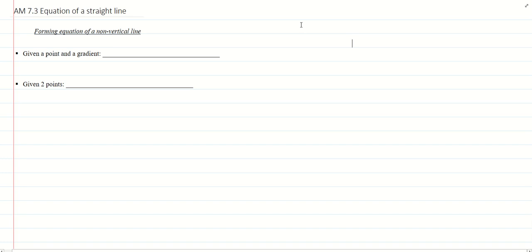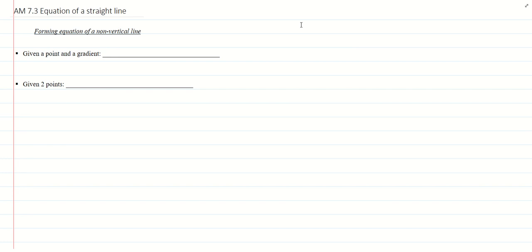Okay, so in the previous lesson, we have gone through the properties of a parallel line, the properties of a perpendicular line, as well as how to find a midpoint. So in today's lesson, we'll be looking at more examples on how to find the equation of a straight line.